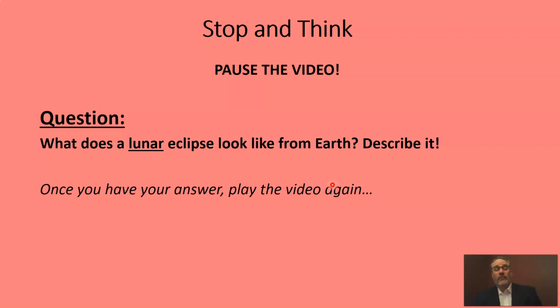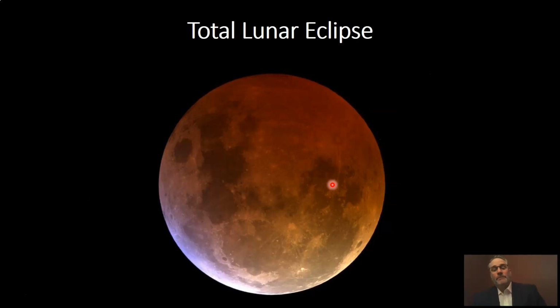What does a lunar eclipse look like from Earth? Describe it. So this is an example of a total lunar eclipse. Remember I said the moon can look reddish or pinkish. This is an example, and I don't know if someone used a camera that had a filter on it to make this more red, or if there was more of that reddening effect.